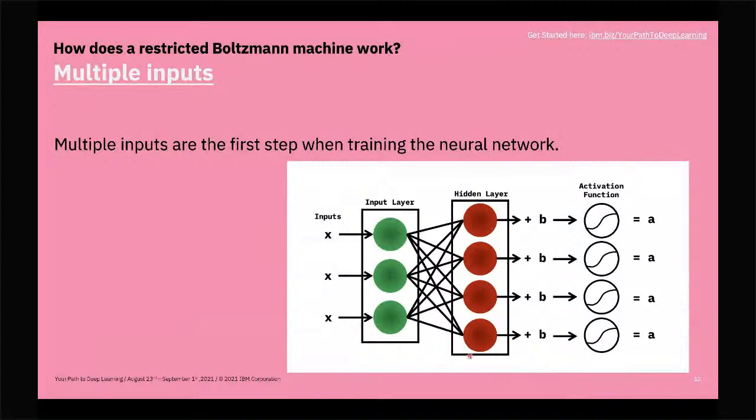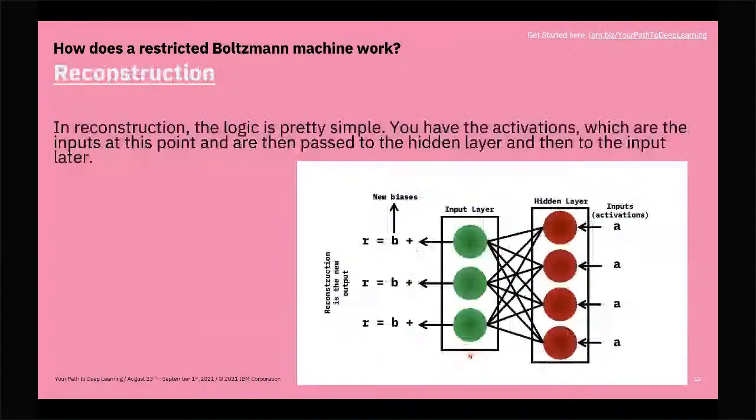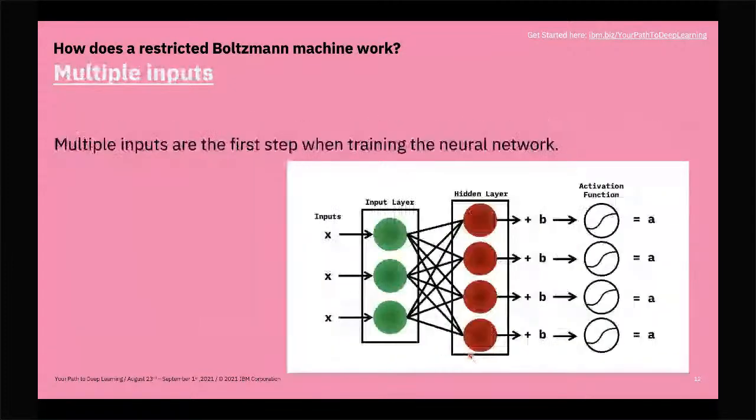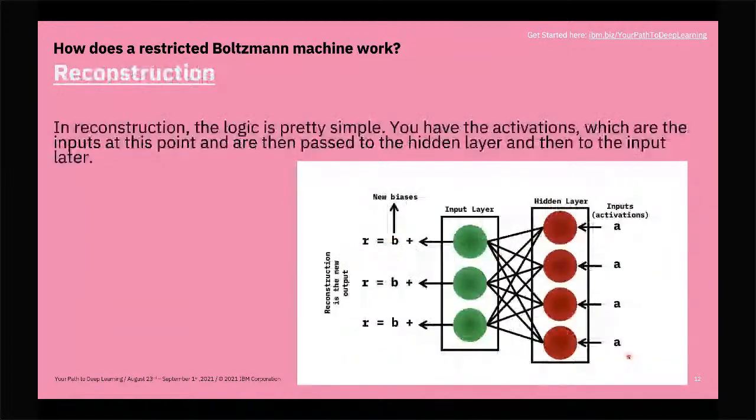All right. So the primary hidden nodes obtain the vector multiplication of the inputs, which is multiplied by the first column of weights before the corresponding bias term is added to it. So this is how it works with multiple inputs. Now, if we go further, we will talk about reconstruction.